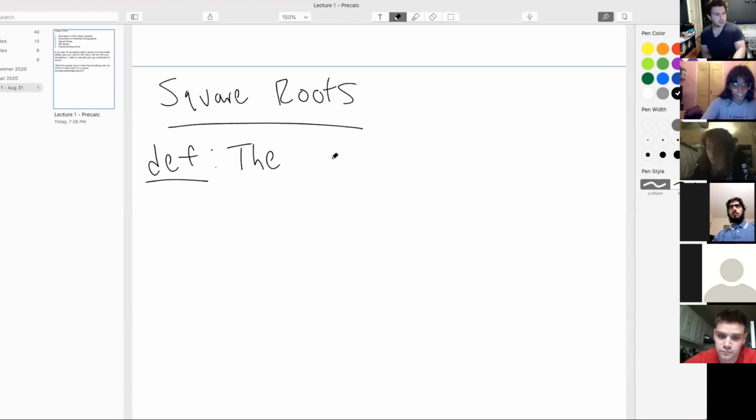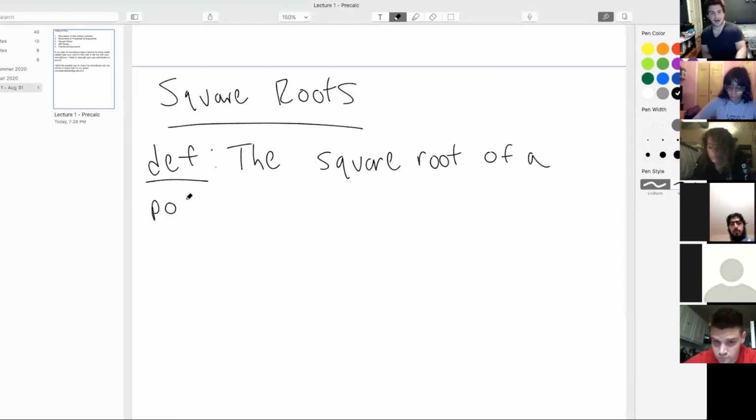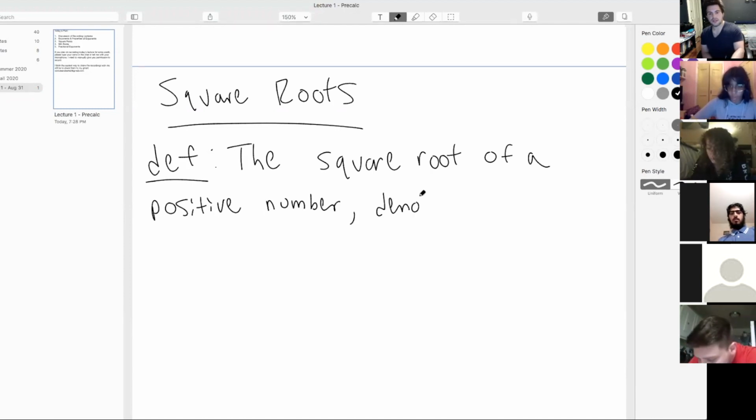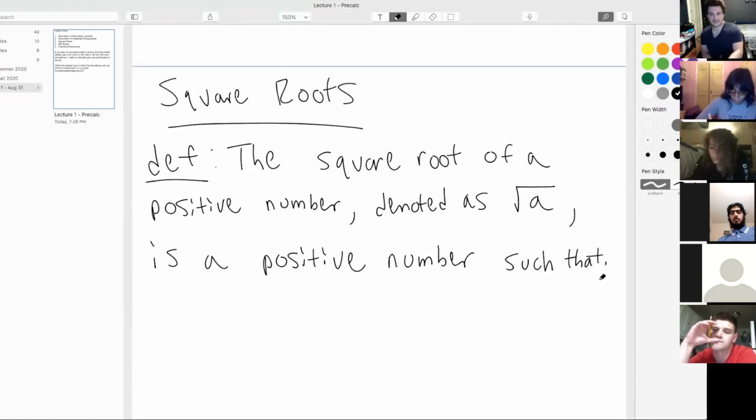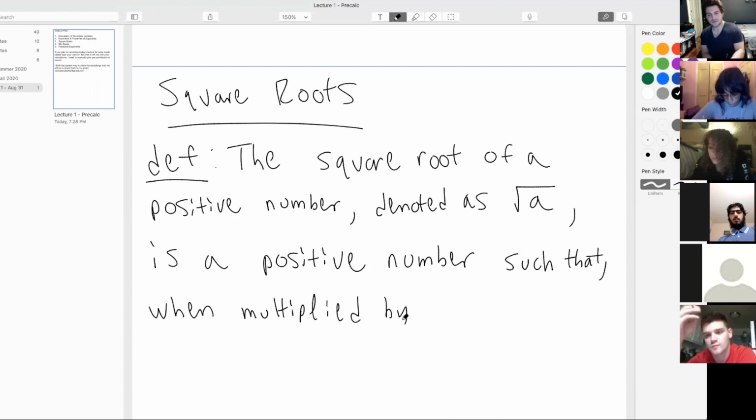The square root of a positive number, denoted as this symbol (I'm sure you guys are familiar with this notation), is a positive number such that when multiplied by itself, is a.